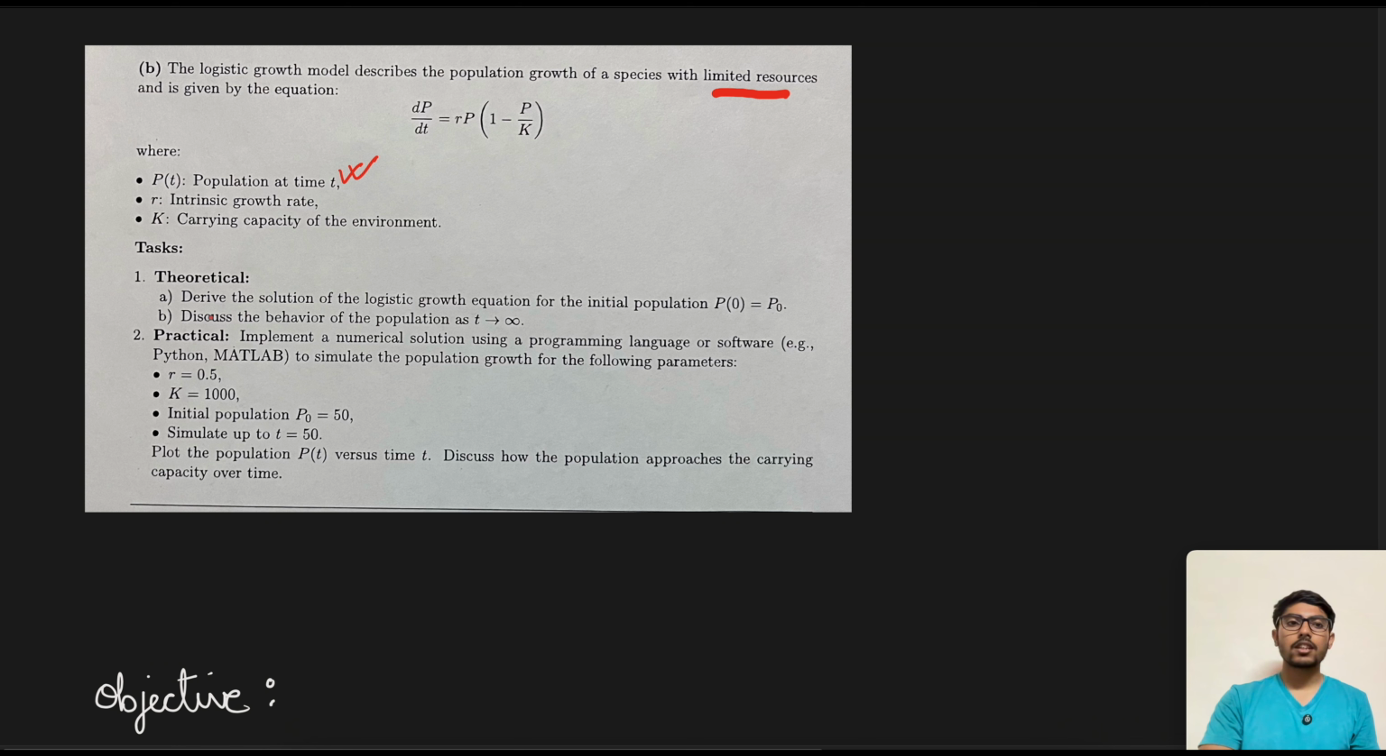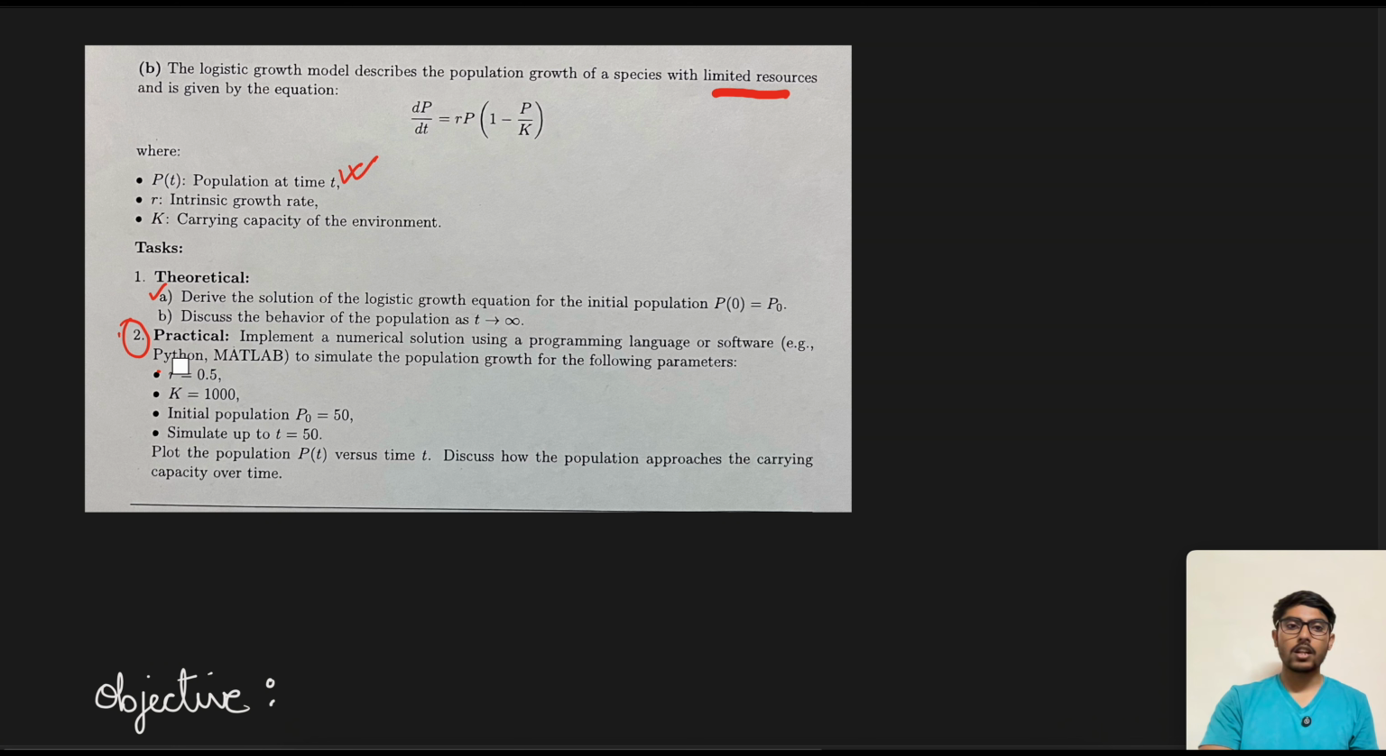environment. Tasks which we are given for this question are: theoretical first, derive the solution of the logistic growth equation for the initial population P(0) equals P0. Next, discuss the behavior of the population as t tends to infinity. And then we have a practical problem, which is to implement a numerical solution using a programming language or software, for example Python, which we are going to use to simulate the population growth for the following parameters.